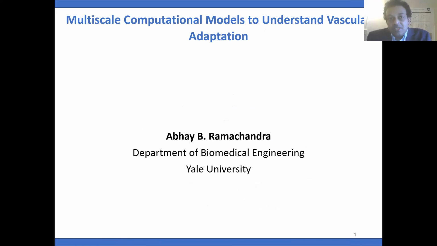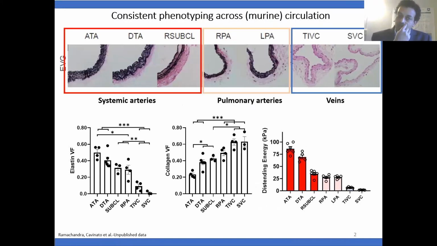Today I'll be talking about the multi-scale computational models that I've been developing over a period of close to 10 years to understand vascular adaptation. I know a lot of you are not from a medicine or biology background, so I'll give a brief introduction to every problem I'm going to discuss, so that you have an understanding of the problem I'm trying to solve, and will then go into the details of the models and the methods.